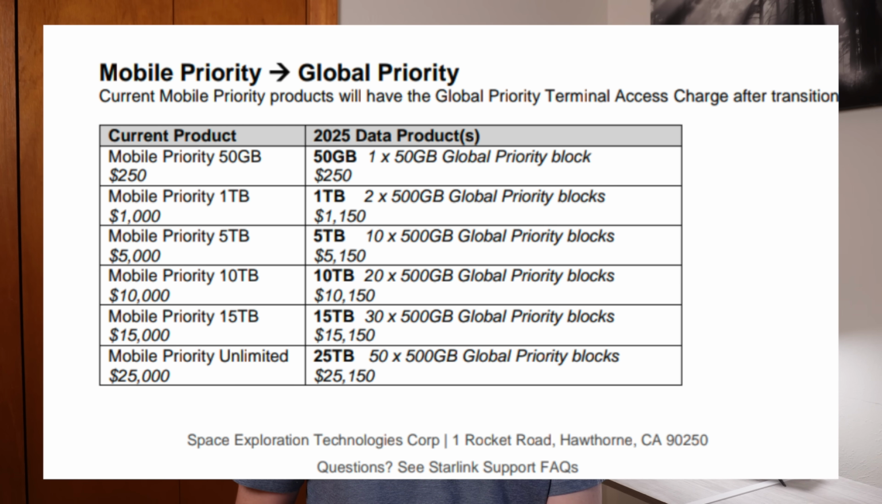But now, under this new global priority service plan, if you use 1 terabyte of data, that's going to cost you $1,150. So with these changes, I assume what's going to happen is there are going to be a lot of people that are trying to downgrade to some of the consumer plans like residential or roam. But it's important to note that Starlink doesn't actually allow this. In their terms of service, they say that businesses cannot use the residential or roam plans. You'll have to use either the local priority or global priority service plan.